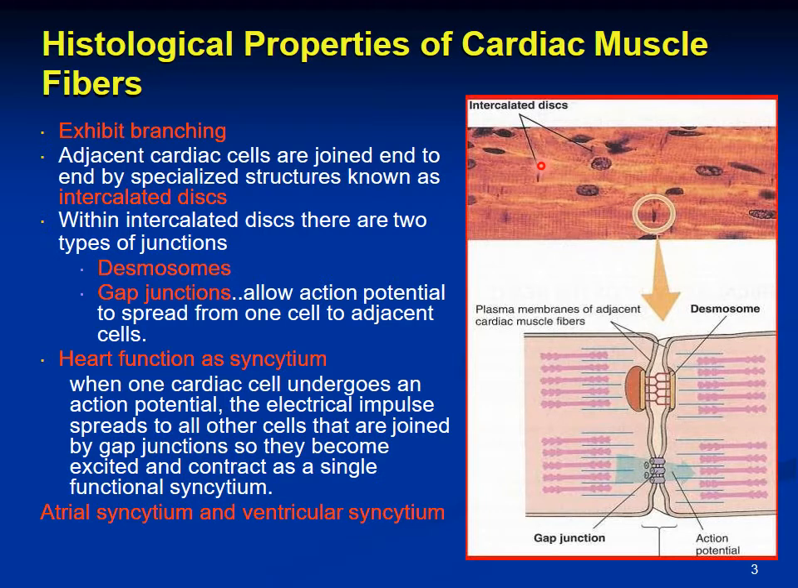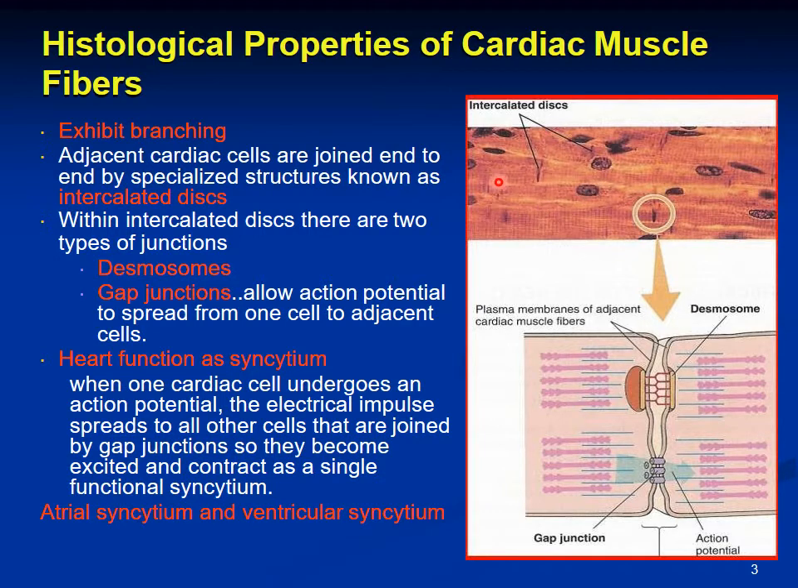The intercalated disc is formed by the fusion of two adjacent cardiac muscle cells. The cell membranes of two adjacent cardiac muscle cells fuse together to form the intercalated disc. And due to the presence of the intercalated disc, we have the rhythmical excitation of the cardiac muscle.